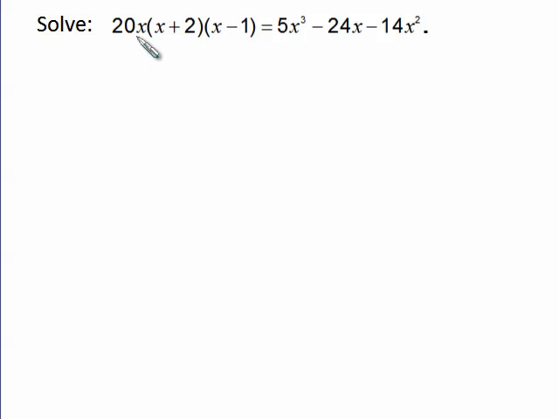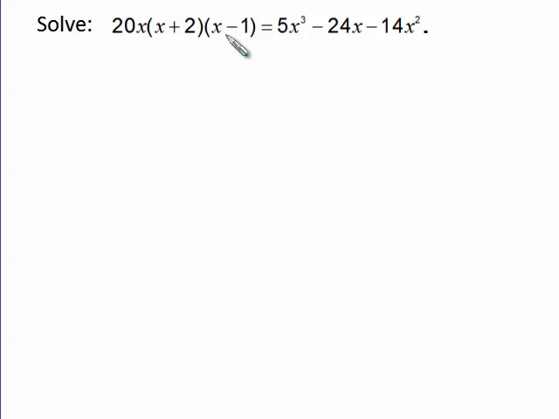Solve 20x times the quantity x plus 2 times the quantity x minus 1 equals 5x cubed minus 24x minus 14x squared. Well, since this is going to be a polynomial, then I need to simplify the left side and get all of my terms on the same side so that I can set it equal to 0.